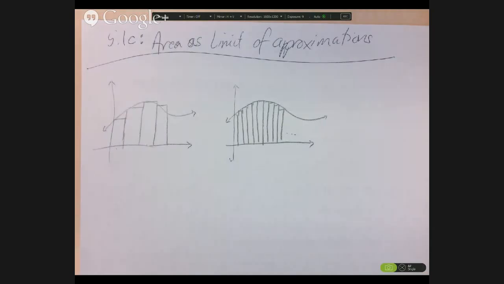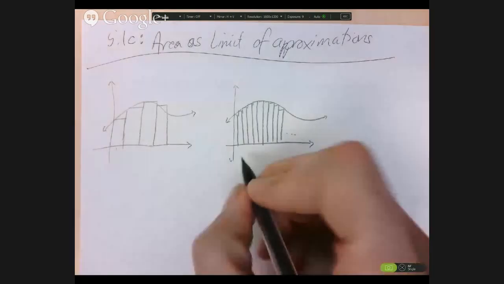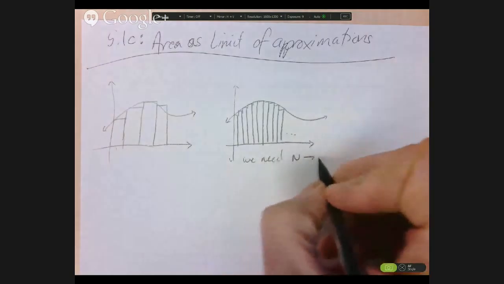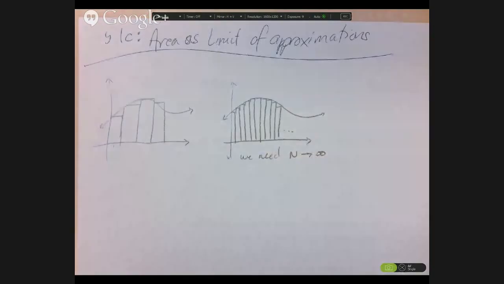So the more rectangles, the more accurate. So where are we going to take the number of rectangles? To infinity. Remember, that's n. So we need n to go to infinity. Okay, so we're going to take the limit as n goes to infinity of what we've been doing, and it's going to give us an exact answer.